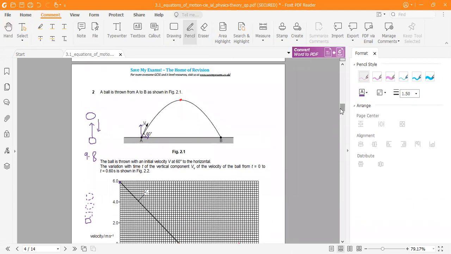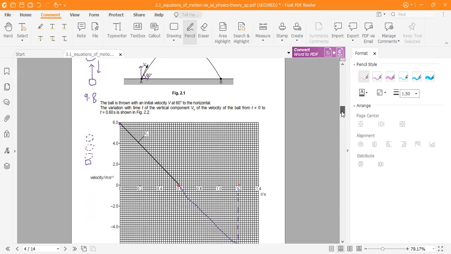Exactly, that's what I'm saying. A simple way to look at this is that the time taken by the ball to go up will be equal to the time taken by the ball to come down. That's the simplest way to think about it.